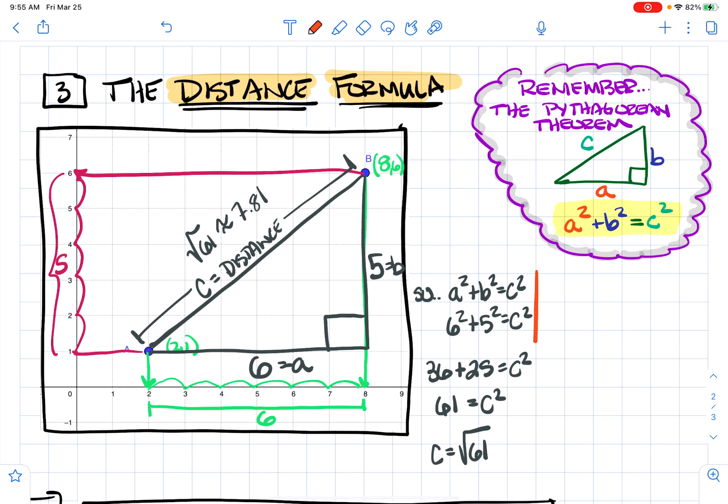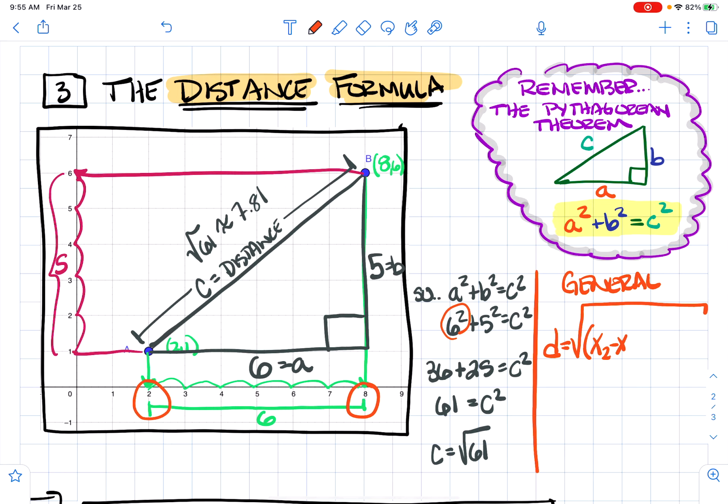So over here, in general now, what did we do? Well, the distance that I'm looking for is just going to be the square root of 6 squared plus 5 squared. How did we get 6 squared? Remember, we just took this value minus that value. So that's going to be x2 minus x1, and then we're squaring it.